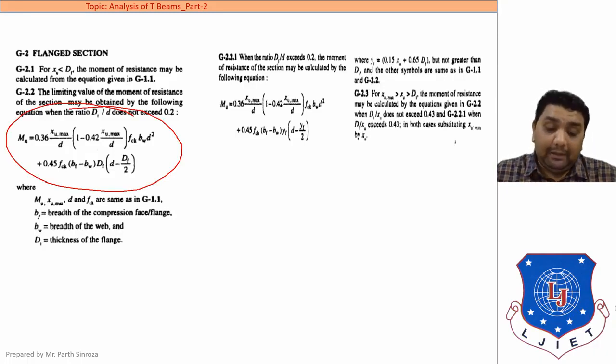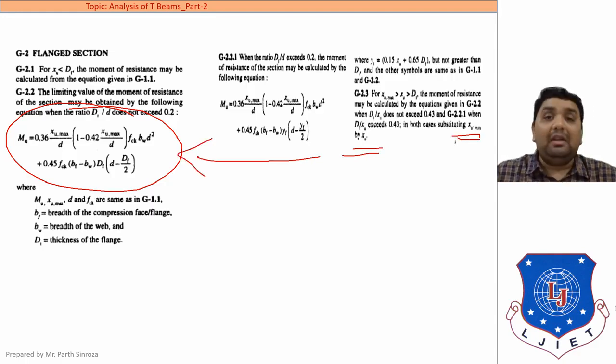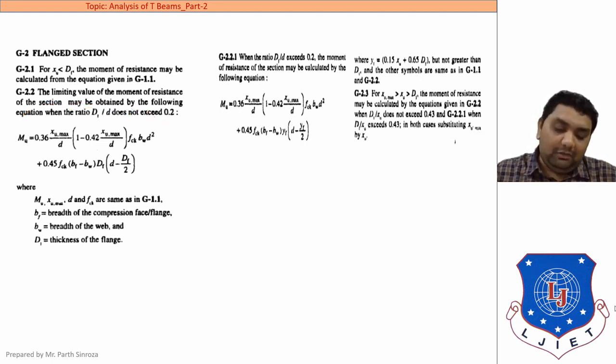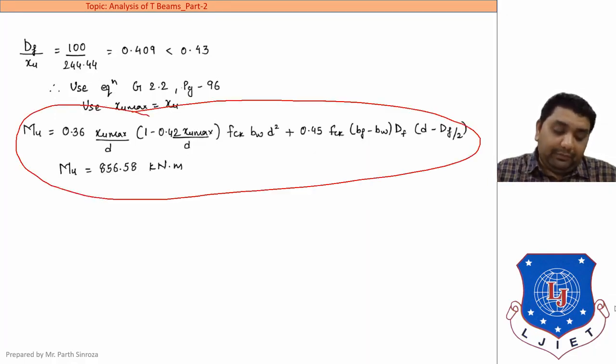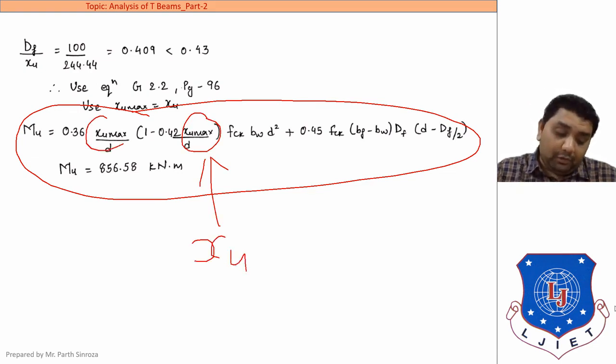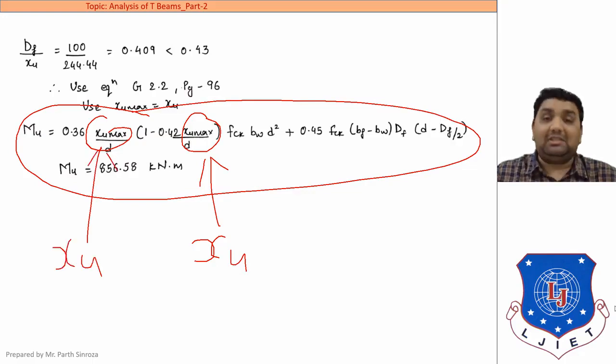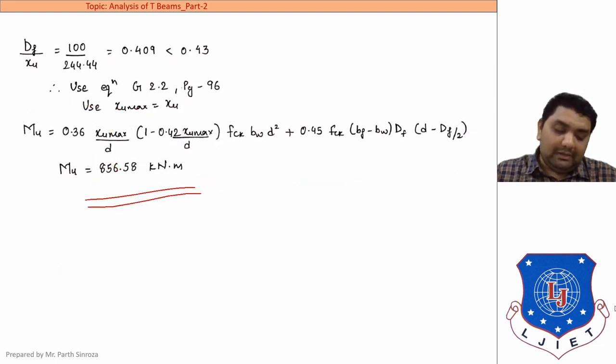But again keep in mind xu max will be substituted by xu. So in this equation, wherever you see the term xu max, you have to mention xu in this case. So solving it, we get an answer of 856.58 kilonewton meter. This equation is as per our IS code. So while substituting the value, we will keep xu in this and we will also keep the value of xu in this while solving our numerical portion. Clear? So this will be our answer, that is Mu equal to 856.58 kilonewton meter.